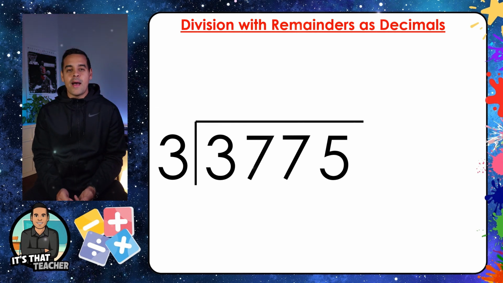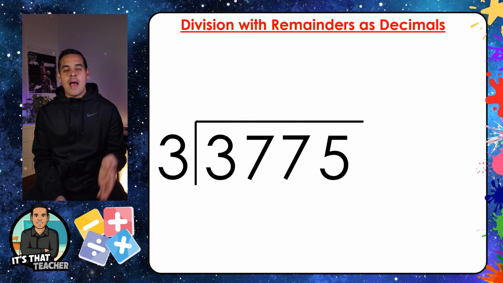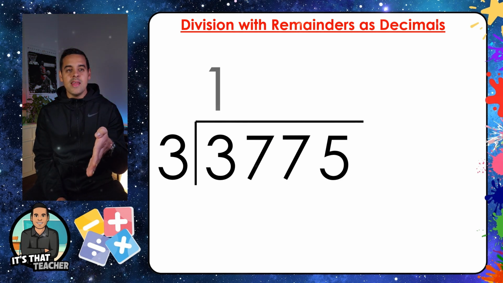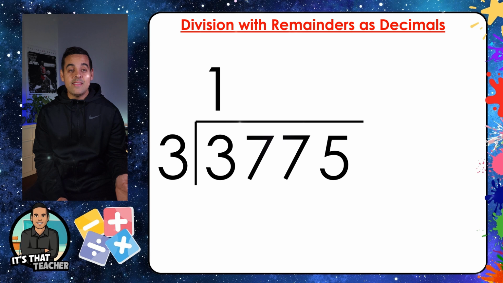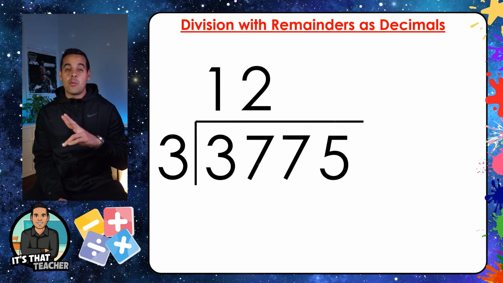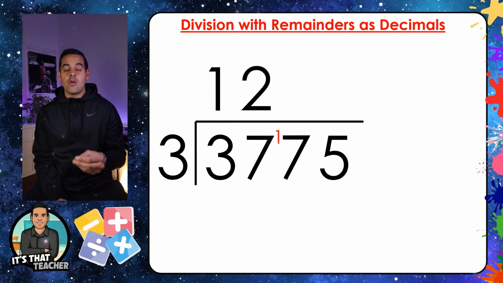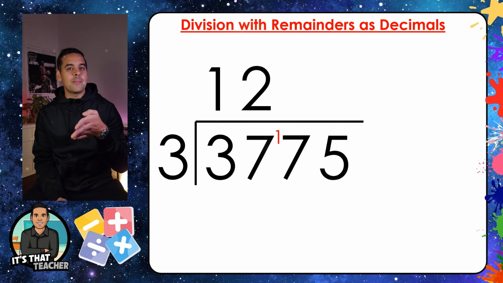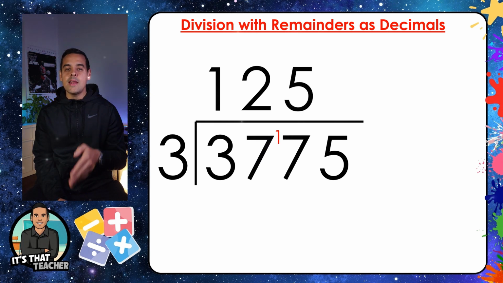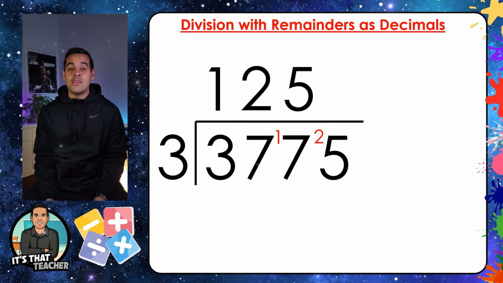3,775 divided by 3. So, how many 3s can fit evenly into 3? That's 1. How many 3s can fit evenly into 7? That would be 2, remainder 1. Remember, it's no longer a 7, it becomes a 17. How many 3s can fit evenly into 17? That would be 5, remainder 2.